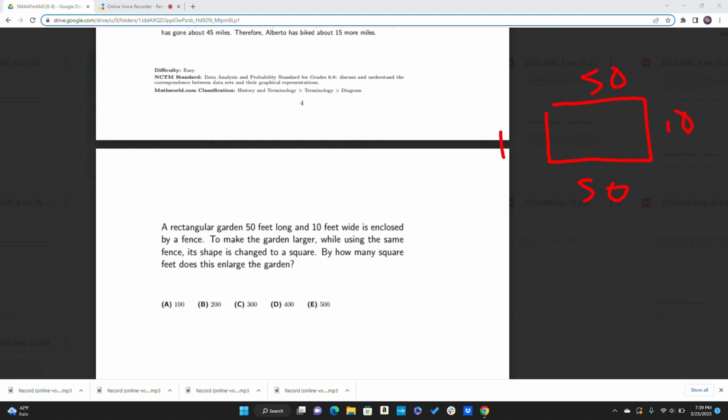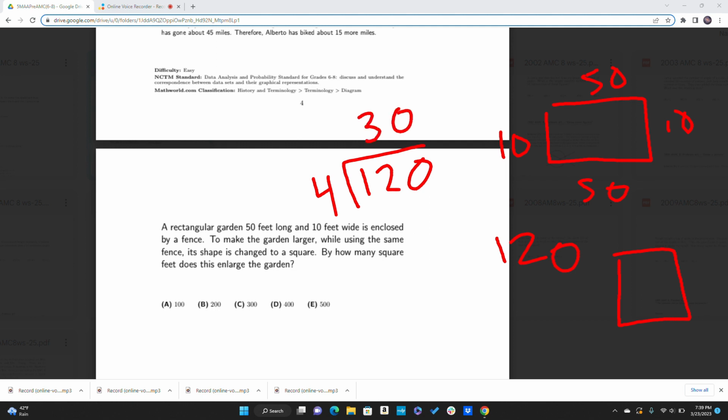To figure out how much fence there is, we need to find the perimeter. Remember, the perimeter is when we add up all the sides. So we've got a 50-foot side, a 10-foot side, and then another 50-foot and 10-foot side. Adding that up gets 120. If it's changed to a square, all 4 sides have the same length. So to figure out how long each side is, we divide our 120 by 4, because of the 4 sides. Doing this division, we find that our new square fence has side length 30. Nice.